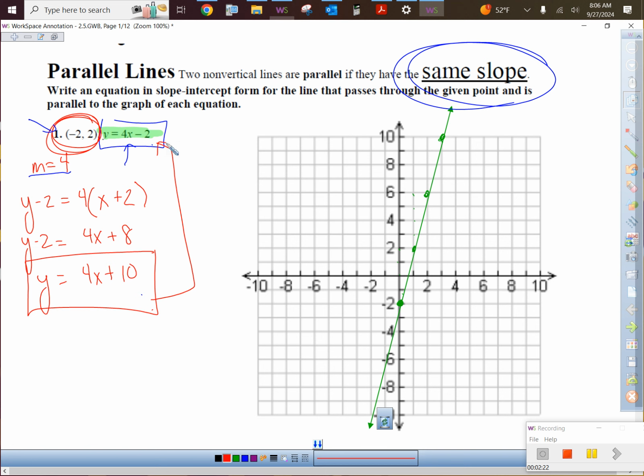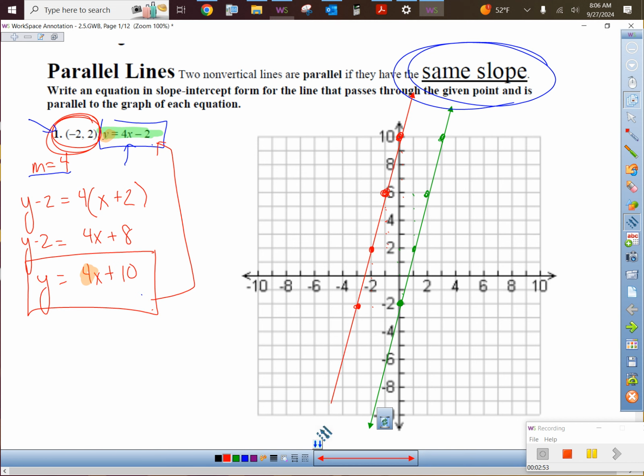Why are they parallel to each other? Because they have the same slope. But if I graph this guy, doesn't he have a y-intercept of 10? Are you with me? He's got a y-intercept of 10. And then I can't rise 4 and run 1, so I can go down 4, 1, 2, 3, 4, to the left 1, and then down 4, 1, 2, 3, 4, to the left 1, and connect those dots together with this red line right here.